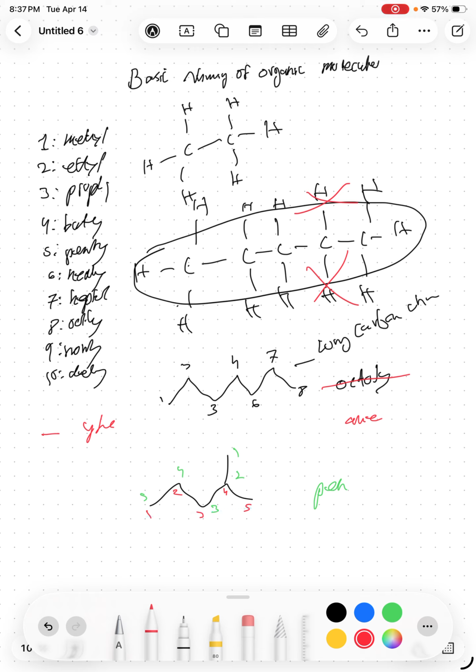Let's go forward: 1, 2, 3, 4, 5. So 5 carbons in the chain, so it's going to be pentane. And then we put, where is our methyl group? Oh, it's on carbon 2. So you can just put 2-methylpentane. It's basically like giving an address of where something is located.